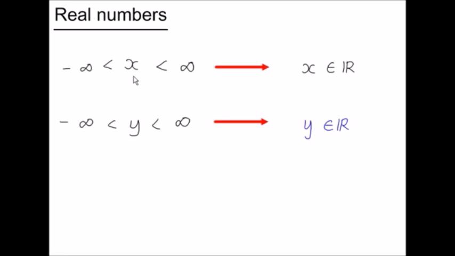Real numbers. The complete set of numbers from minus infinity to plus infinity can be represented using this notation. It's saying that x is a member of all of the real numbers. All the numbers on the number line are real numbers. You can see the same for the range in terms of y. So y here is a member of all the real numbers, so it can take any value from minus infinity to plus infinity.